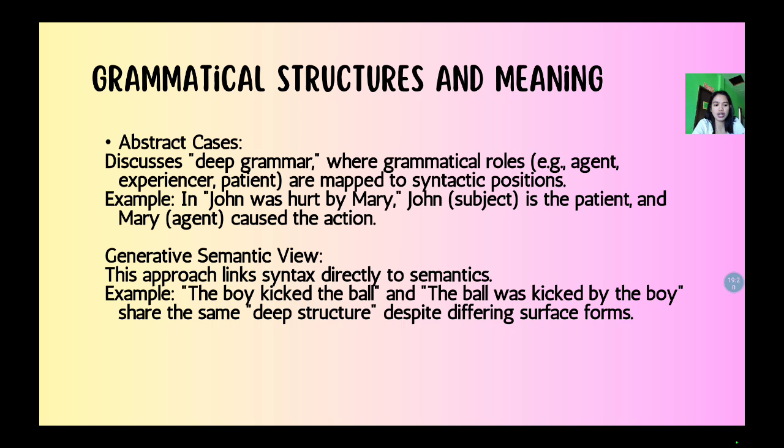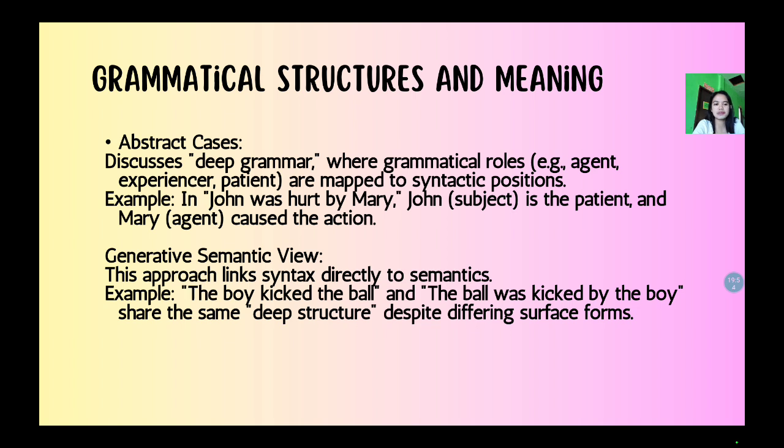Next is the abstract cases. This discusses deep grammar, where grammatical roles, for example agent, experiencer, and patient, are mapped to syntactic positions. Example, in John was hurt by Mary, John is the subject but is the patient, and Mary is the agent who caused the action.